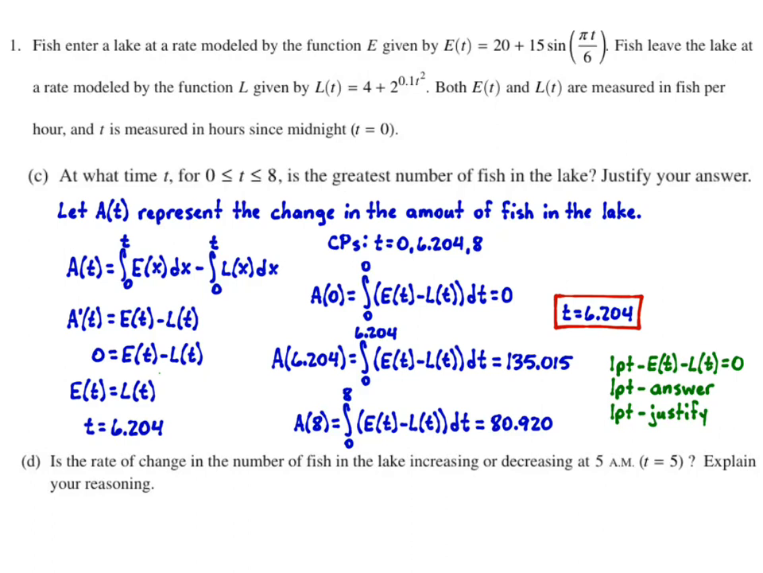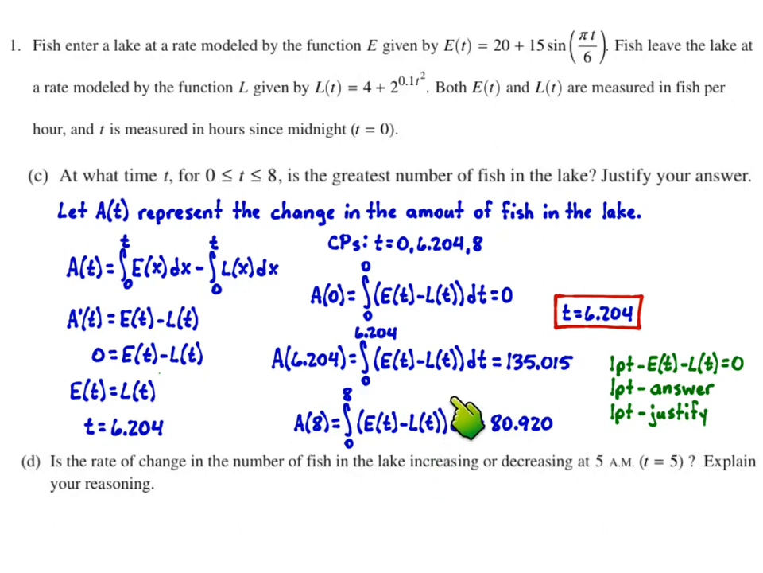All right, part D, it says, is the rate of change in the number of fish in the lake increasing or decreasing? Now this one gets interesting. I'm not asking if the amount of fish in the lake is increasing or decreasing. I'm asking if the rate is increasing or decreasing. So we are looking for whether the derivative of the rate is positive or negative, right? Because remember, if a function is increasing, its derivative is positive. So if the rate is increasing, that means the derivative of the rate is positive.